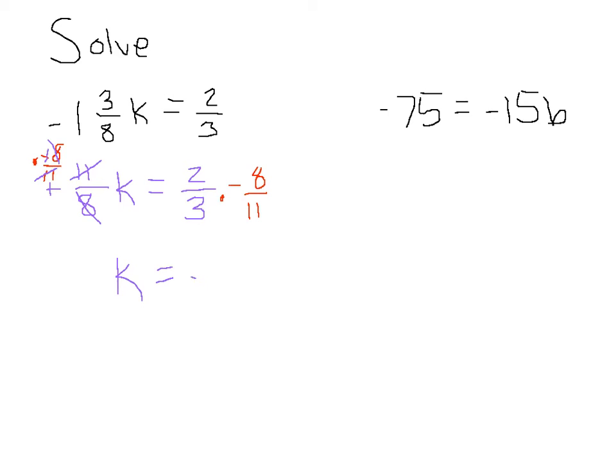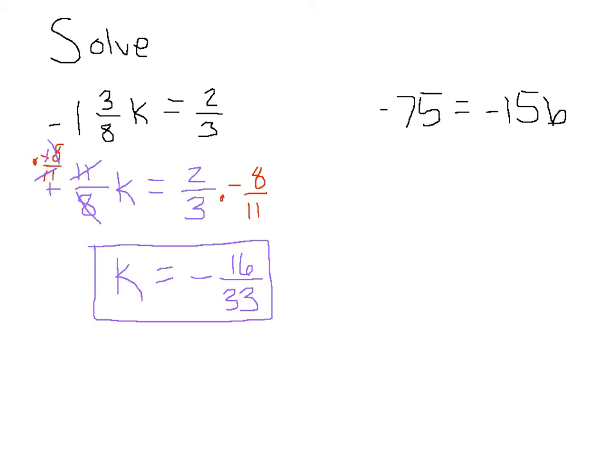Because one of the numbers is negative and one is positive, I know I'm going to have a negative answer. It doesn't look like I can cross cancel anything. There is no factor. So I'm just going to multiply the tops and multiply the bottoms. 2 times 8 is 16. 3 times 11 is 33. And that's our final answer for this problem.